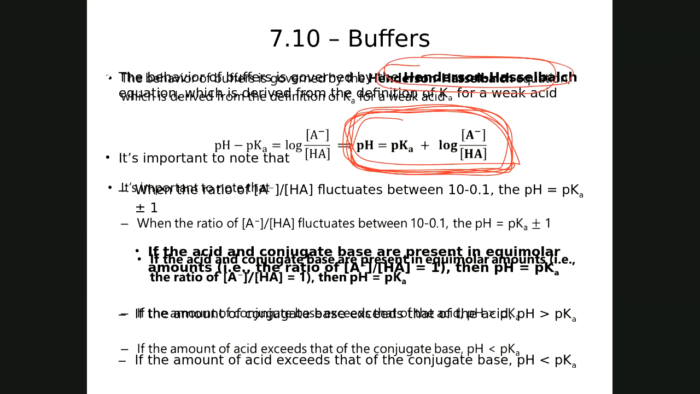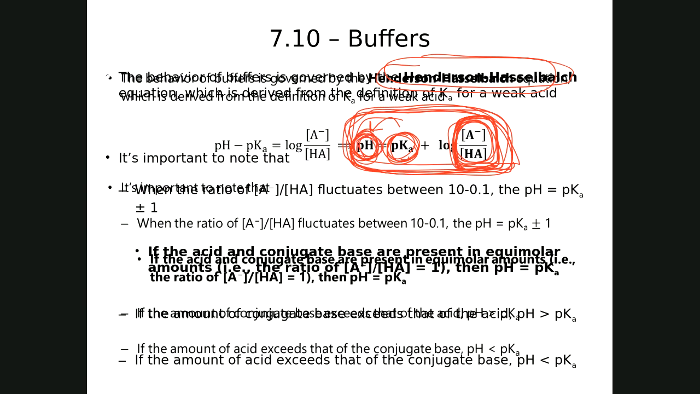So if you want to prepare a solution, this is how we use this equation. If I want to make a solution of a particular pH, I need to pick an acid whose pKa is as close as possible to the desired pH. Then I have to mix the conjugate base of the acid and the acid at a particular ratio, such that when I calculate the log of that ratio and add it to the pKa, it produces the desired pH.